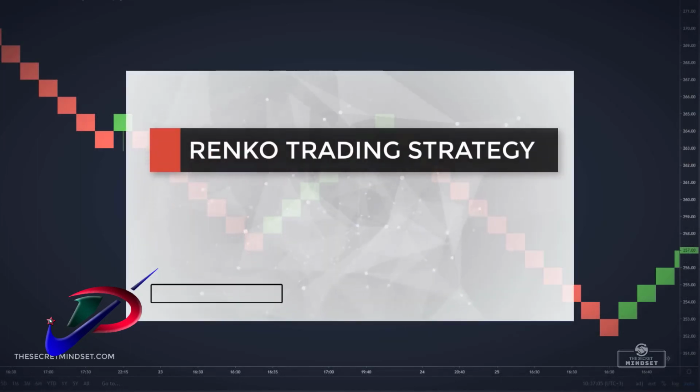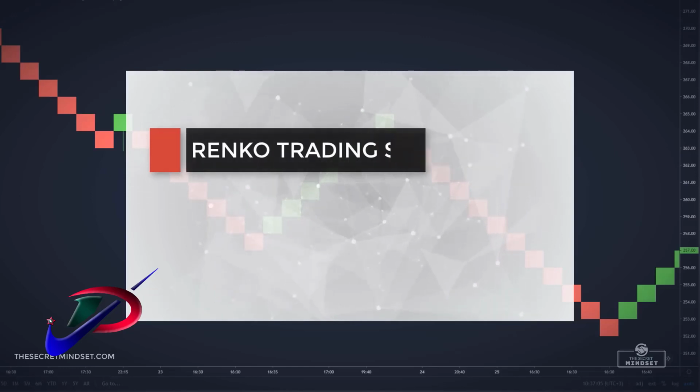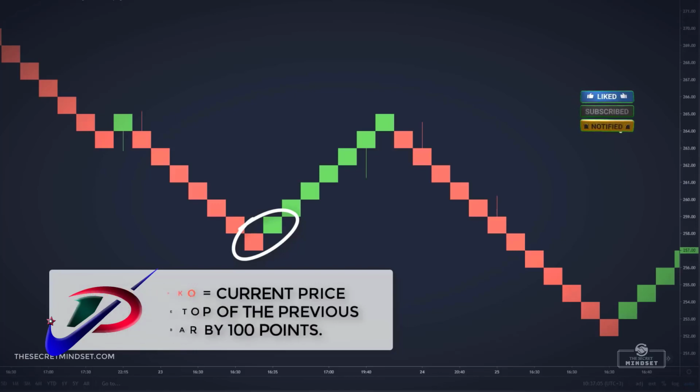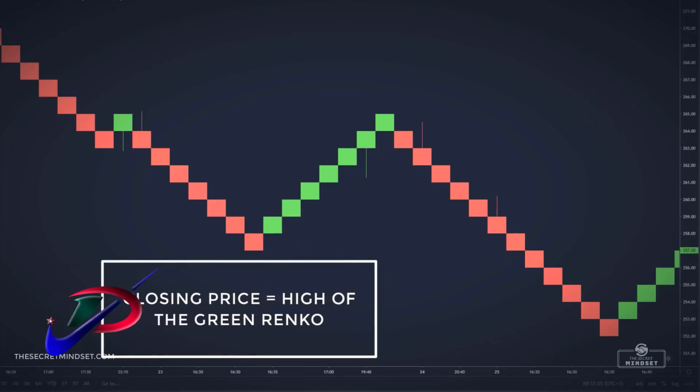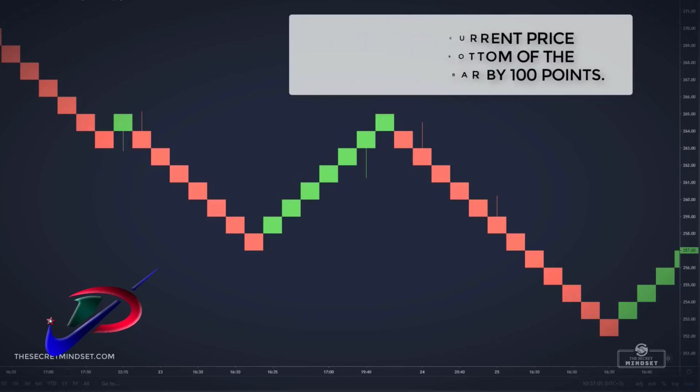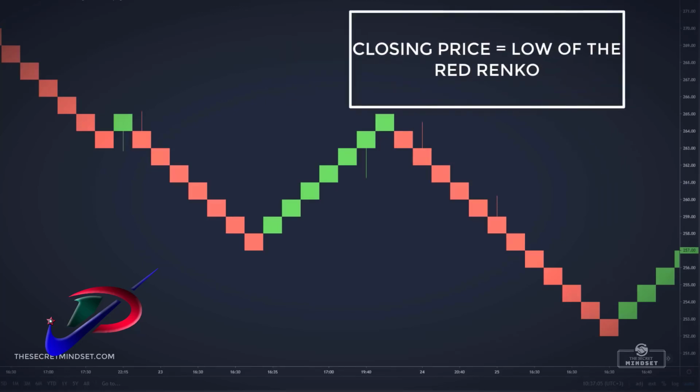Now, enough with the theory, and let's dive right into a simple Renko strategy. For this setup, I use a 100 Renko brick. A new green Renko bar forms only after the current price exceeds the top of the previous Renko bar by 100 points. The closing price of a green Renko bar is also the high for the green Renko bar. A new red Renko bar forms only after the current price surpasses the bottom of the previous Renko bar by 100 points. The closing price of a red Renko bar is also the low for the red Renko bar.